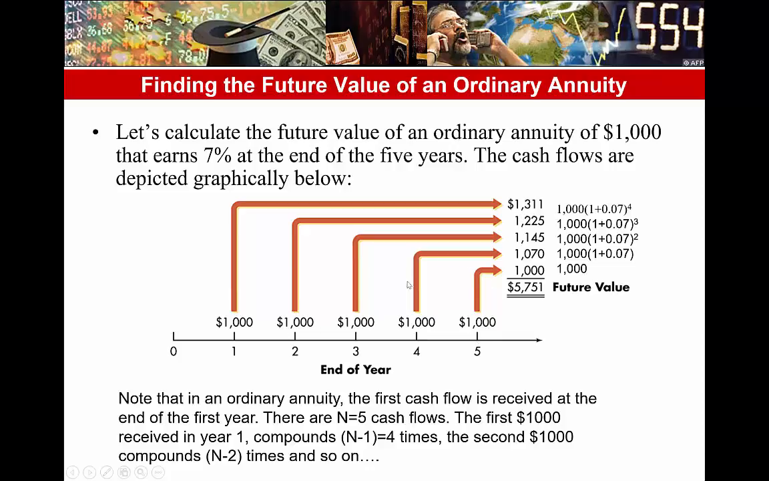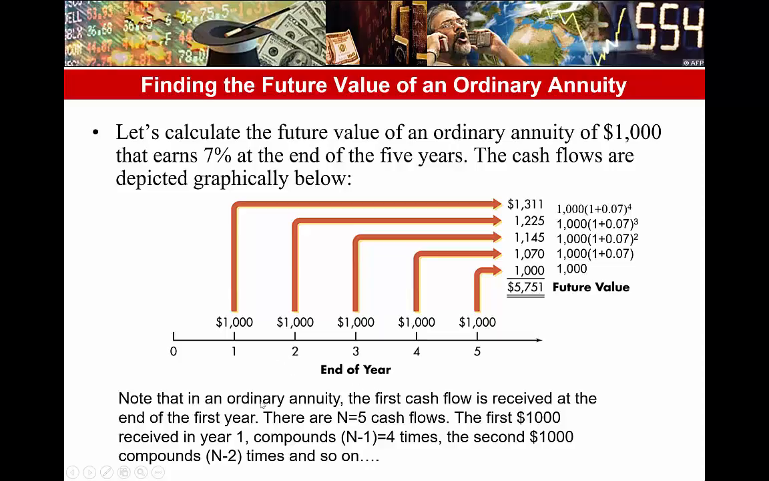Similarly, the second cash flow compounds 3 times and grows to $1,225, and so on. And when we aggregate all of these, we get a total of $5,751 as the future value of the $1,000 annuity. One quick note in here, as you see, the fifth cash flow that comes in does not compound at all, and we take the value of that cash flow as it is, and the total aggregated value turns out to be $5,751.